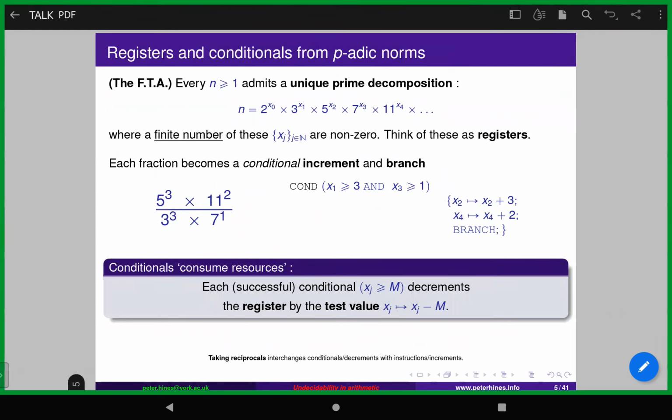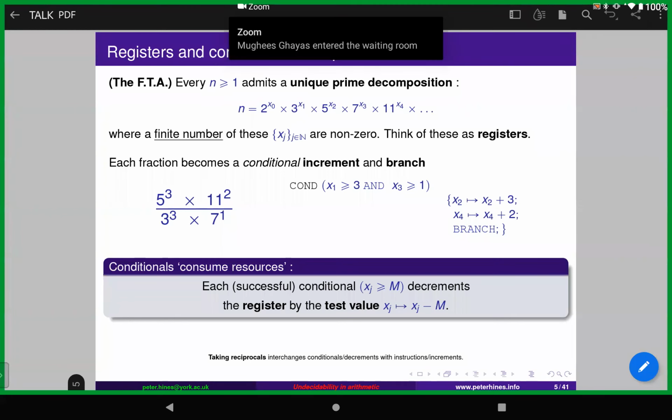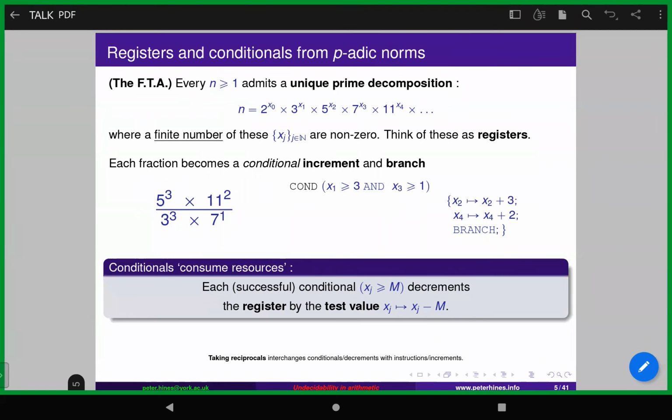So every natural number greater than 1, of course, admits a unique prime decomposition. So we can think of it as an infinitary product where only a finite number of terms in our product are not 1. So we look at the powers of the primes, a finite number of these are non-zero, and we can think of these as registers in our computer. So John Conway, he works with a model of computation known as the universal register machine.